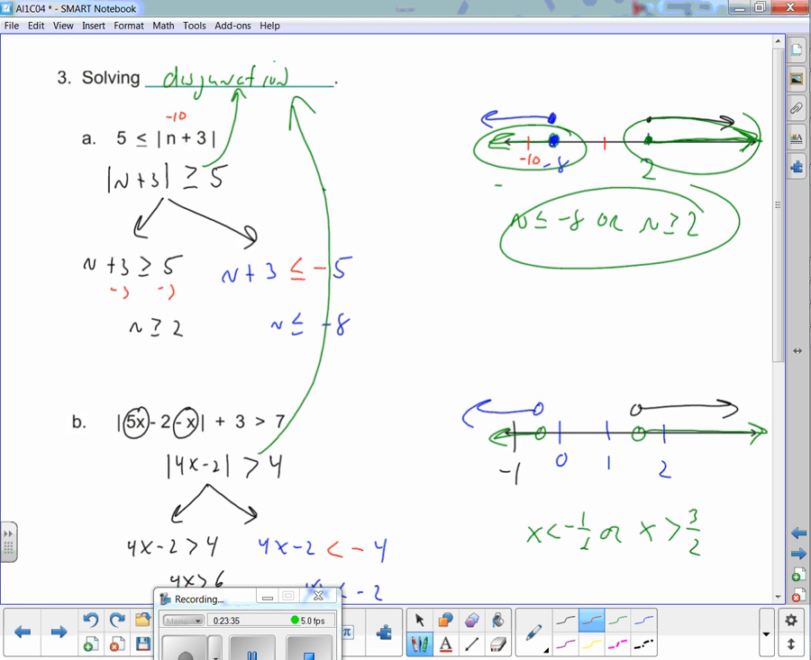Oh, let me try a number in here. How about 0? 0 plus 3 is 3. Absolute value of 3 is 3. Is 5 less than or equal to 3? Oh, none of those values work. None of those values are answers.